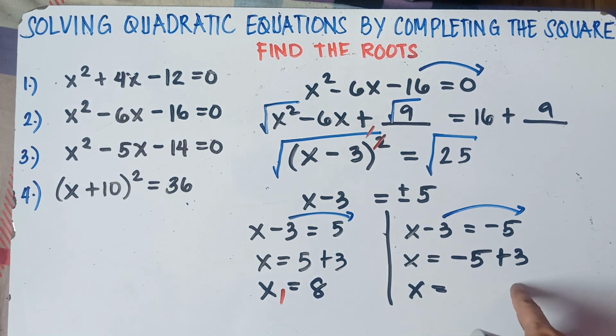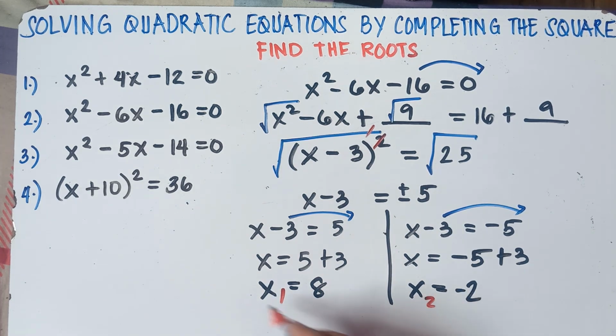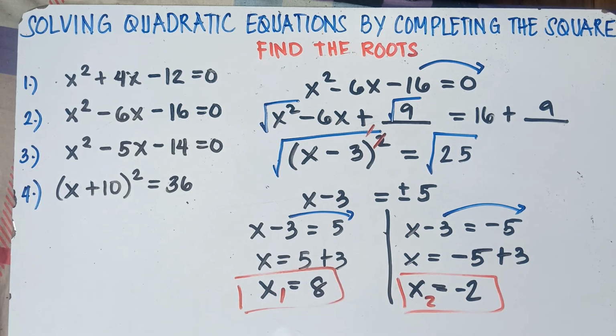If the signs are not the same, we subtract. 5 minus 3 is 2. And then we copy the sign of the larger number. That would be negative 2 for our x sub 2. That's it, class. That's the answer for number 2. Easy, right?